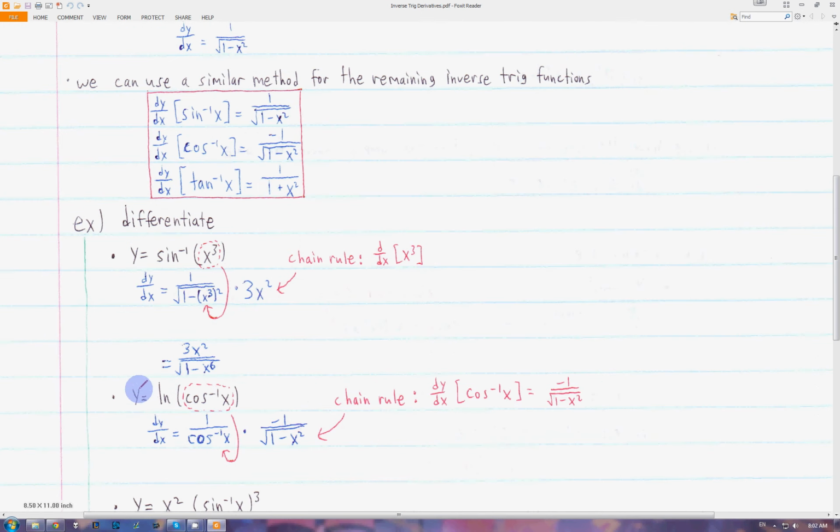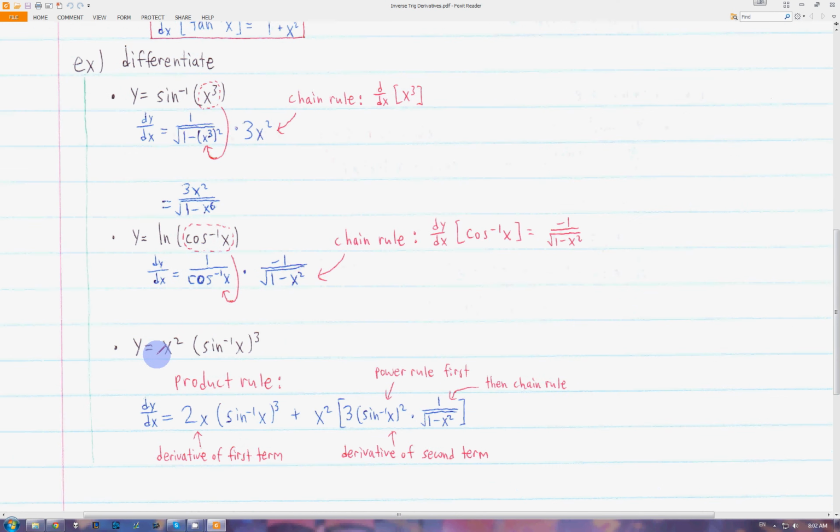So next we have y equals ln of arccosine x. So again, our outside function is the ln of something, and we know the derivative of ln of something is 1 over that something. So we take this something on the inside, arccosine, and put it here. So we have 1 over arccosine x. And then from the chain rule, we have to then differentiate the inside something. And we just learned that the derivative of arccosine is negative 1 over the square root of 1 minus x squared.